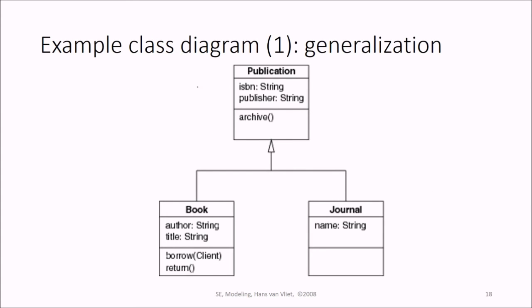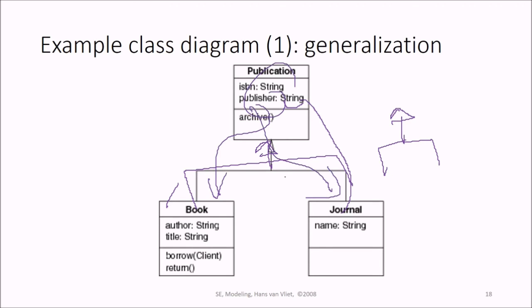This is an example class diagram of a generalization, that is publication. Generalization is shown with a triangle here. This is how it is shown. So book is a generalization of publication, and journal is also a generalization of publication. So all these properties are inherited by these two.